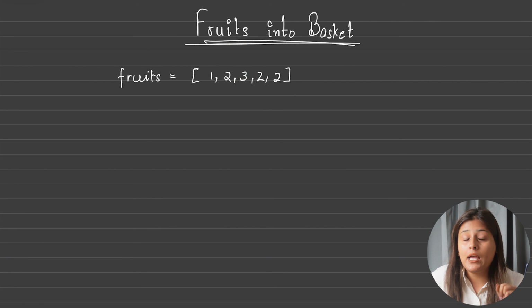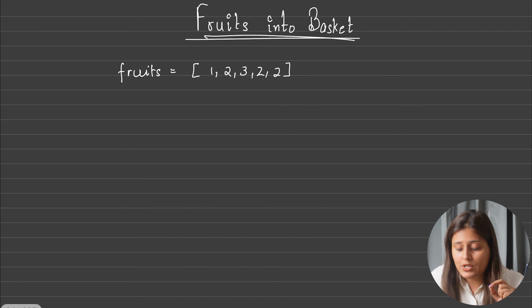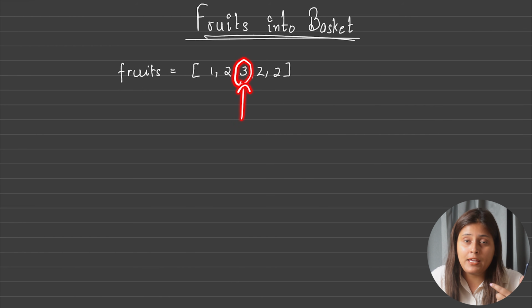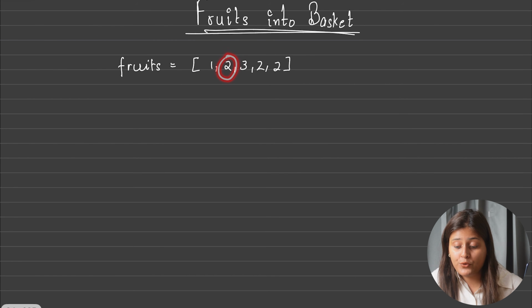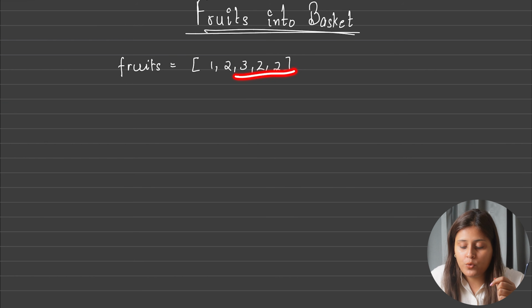Okay, now the question is, do we have to start from this 3 where we left, or do we need to start from the next point after where we started last time? Of course this, because suppose if you start from here, then this is what you will take as 2 different types of fruits, correct?